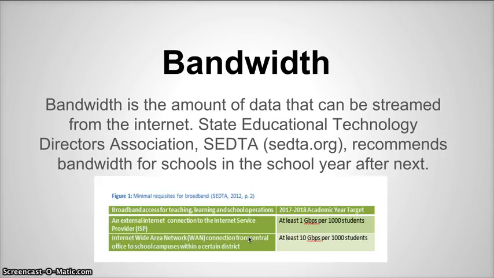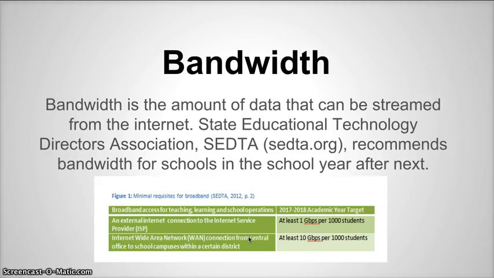What that means is every wired computer or device on campus has at least 1 gigabit per second per 1,000 students. If we're going to do a wide area network or WAN connection from a central point to students on the campus, we're going to need at least 10 gigabits per second per 1,000 students. So the difference is, imagine a computer lab that has computers with a cable plugged directly into the internet. That would be an external internet connection.